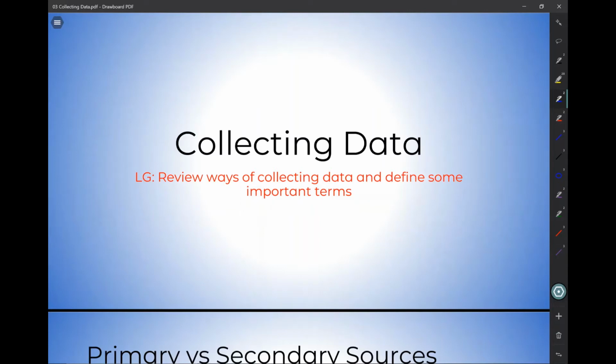Hey guys, what we're going to be doing in this lesson is looking at collecting data and the ways that we can do it, and most importantly, we're going to define some important terms.